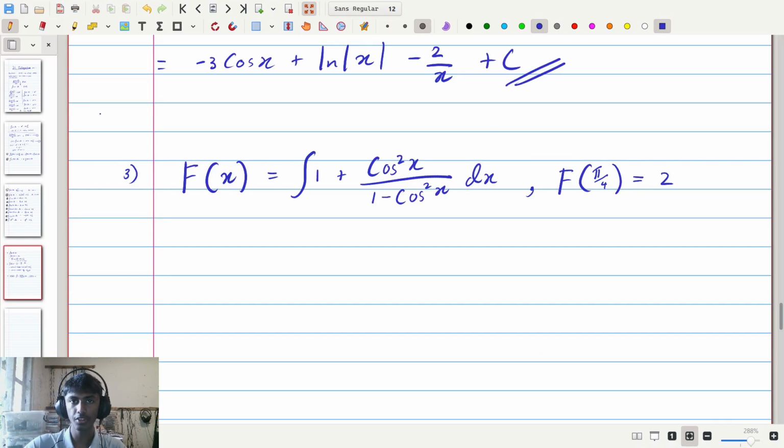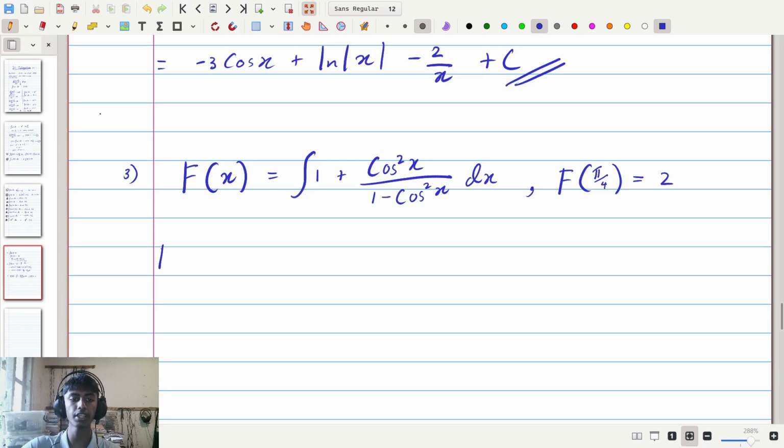For question number 3, we have a little something different. Here we have that capital F of x is equal to this integral here, and we also have that capital F of x evaluated at x equals pi by 4 is equal to 2. Using these two elements of information, we are going to be finding what the function f of x actually is.